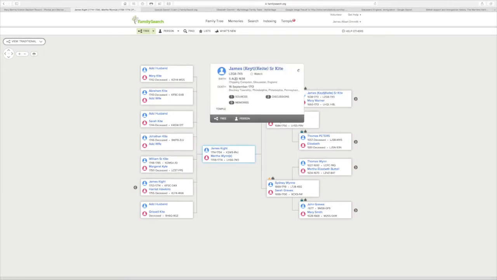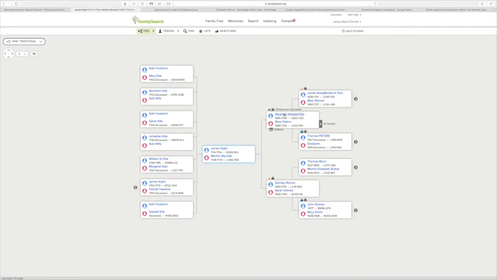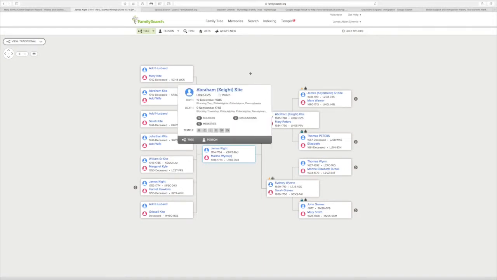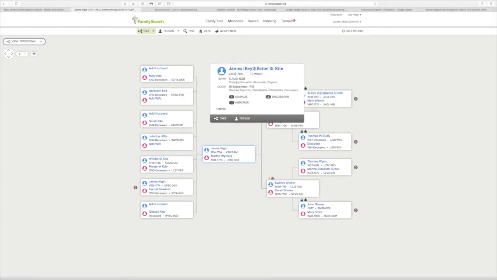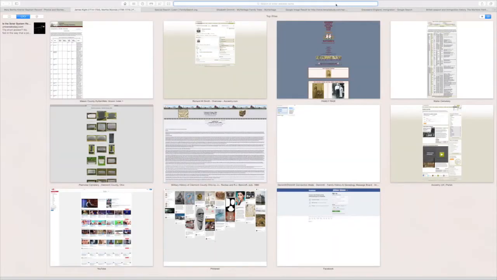So now we've come to England. The family got to England somewhere between James Kite and Abraham Kite. In England, they're from Chipping-Campden, Gloucester. Which, what's great about that is now we can do another search and find out about that place.